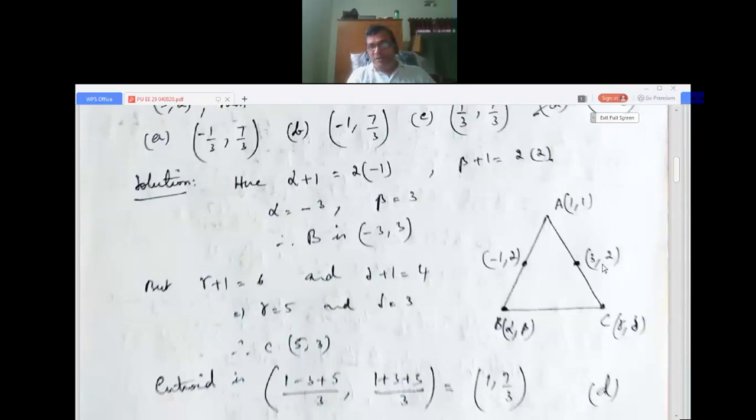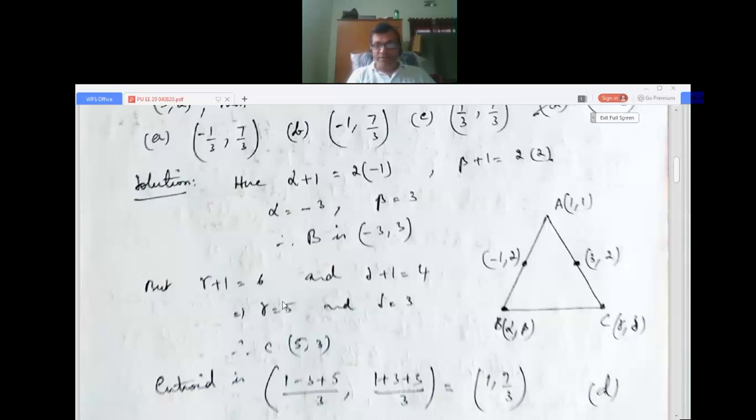Here again, since 3 comma 2 is the midpoint of A and C, gamma plus 1 by 2 is there. We'll first finish this. Beta plus 1 by 2 equals 2 because minus 1 comma 2 is the midpoint. So beta plus 1 is 2 into 2, that is 4. So from that I get alpha as minus 3, beta as 3. So the coordinates of B will be minus 3 comma 3.